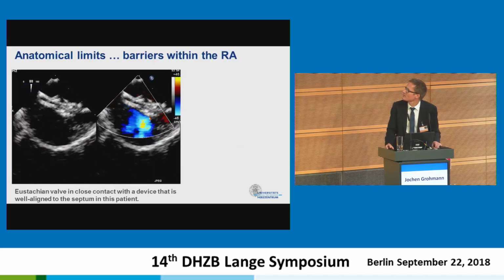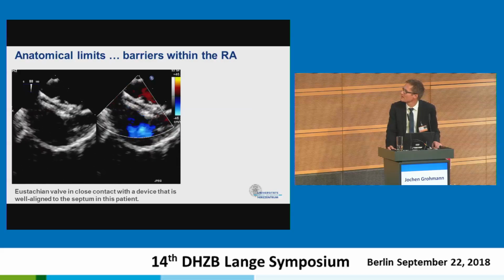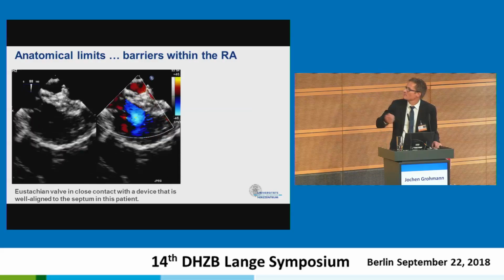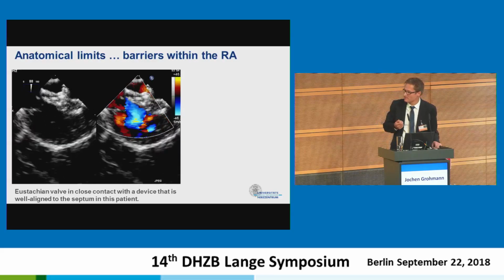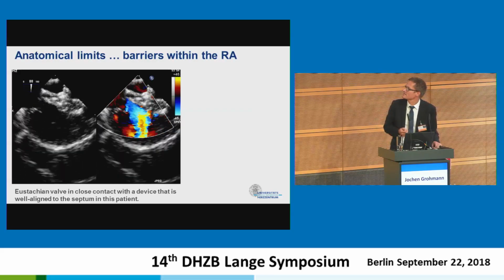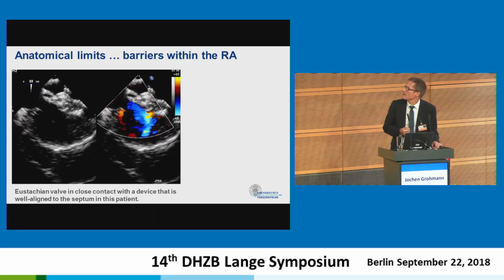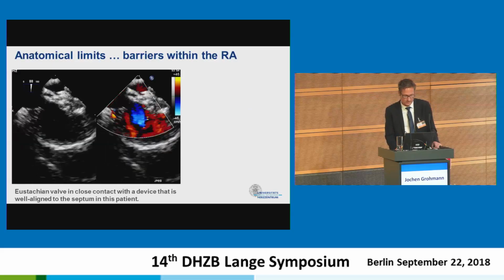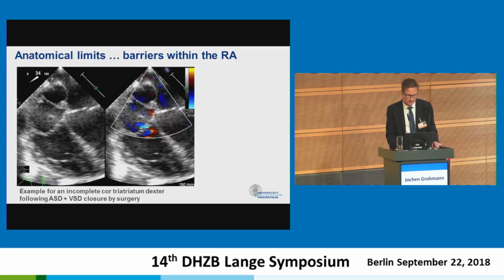This is one of our patients with a prominent Eustachian valve, but sometimes it's better to deploy the device very quickly on the right side, and then it's possible to avoid the valve entangling the right atrial disc, like in this case, no obstruction here.